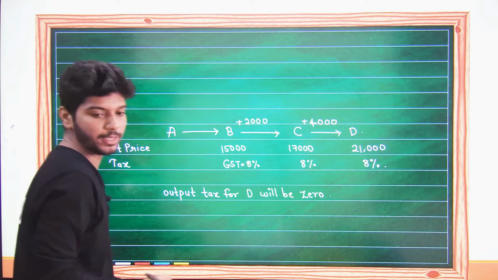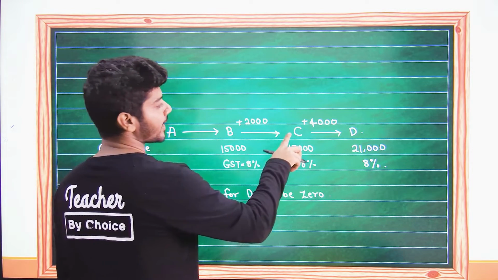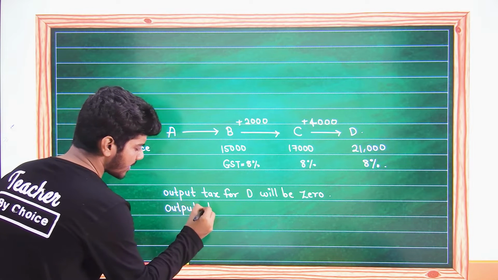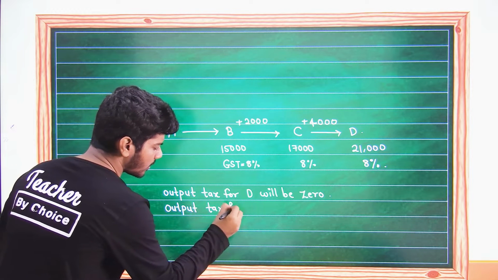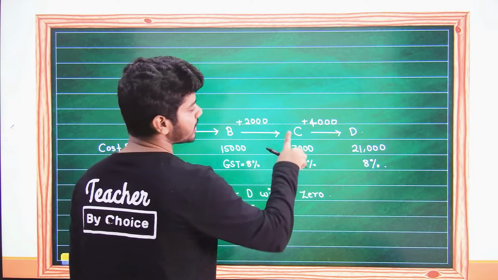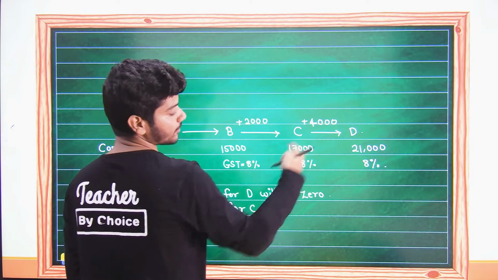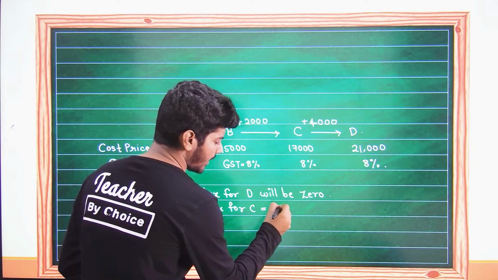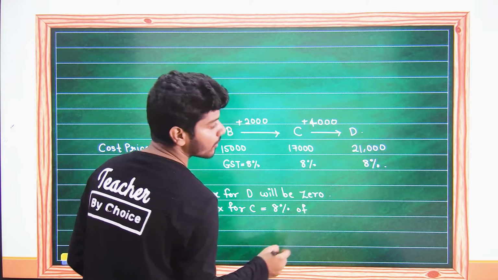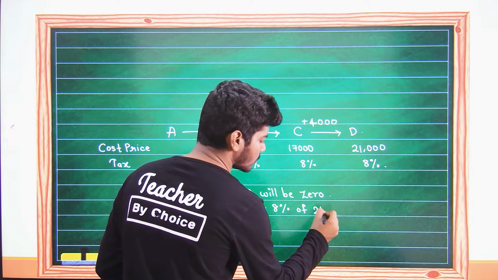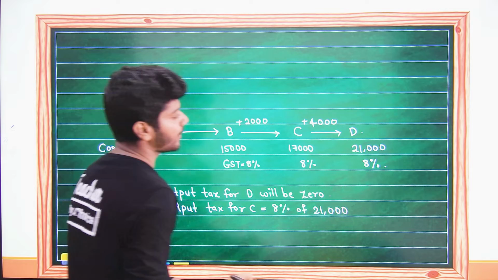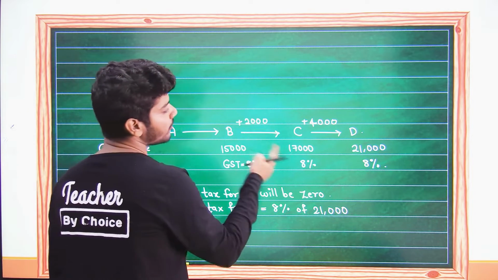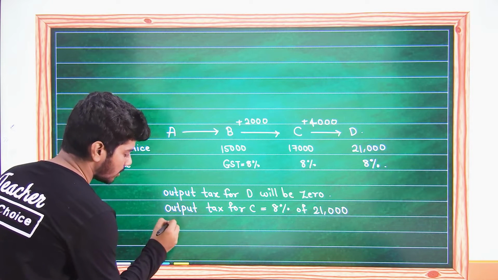Output tax for D will be 0. And output tax for C will be how much? See, output tax for C will be 8% of 21,000. Okay. Now output tax for B. Output tax for B will be 8% of 17,000.